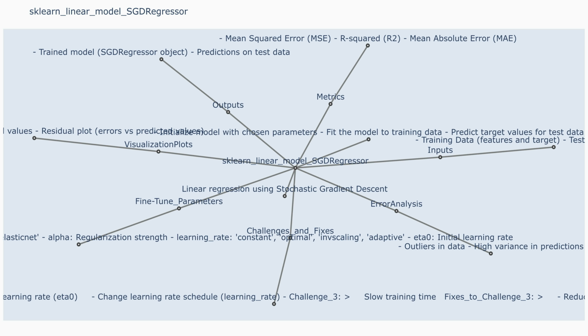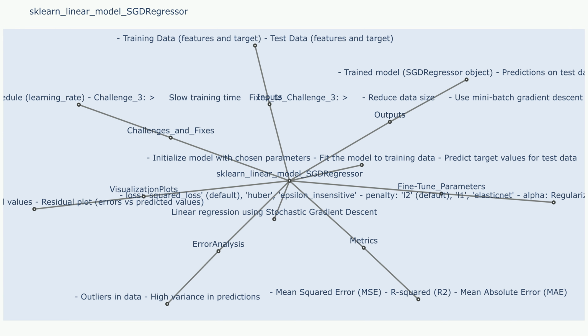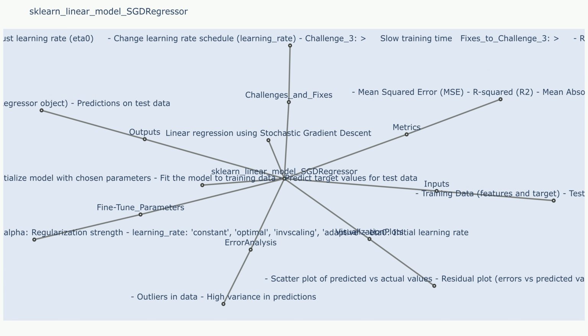sklearn, linear model, SGDRegressor. Description: SGDRegressor implements a linear model trained by minimizing a regularized empirical loss function using gradient descent. The regularizer is a penalty added to the loss function that shrinks model parameters towards the zero vector using either L2 or L1 norm. This helps to prevent overfitting and improve generalization performance. SGDRegressor can efficiently learn from large datasets, especially when combined with appropriate learning rate scheduling.